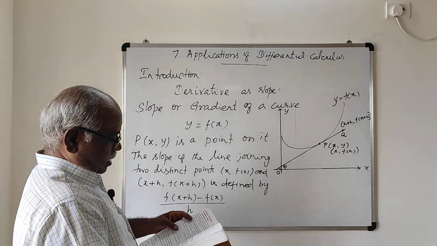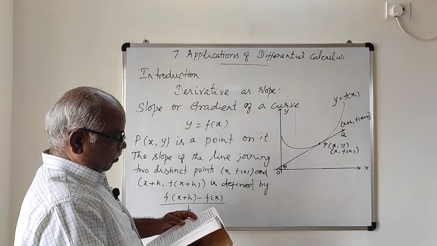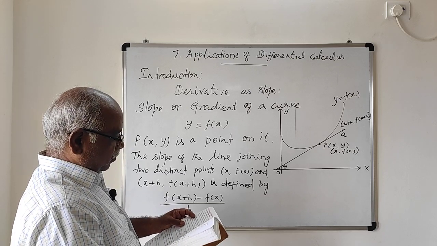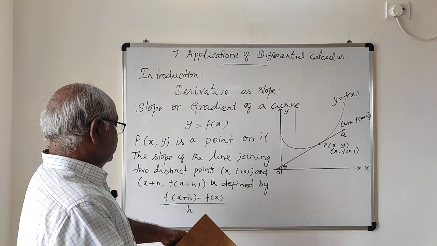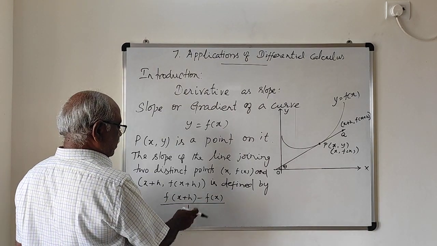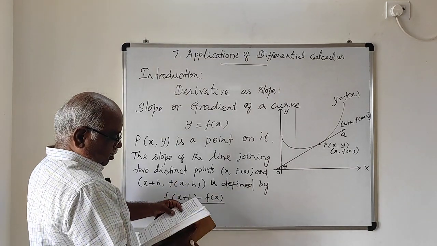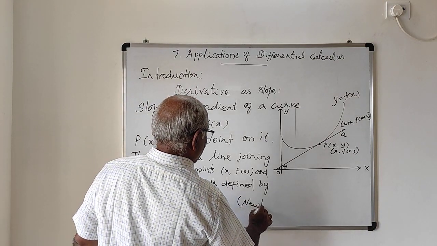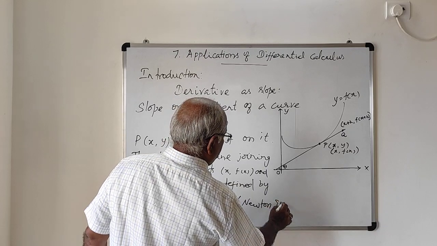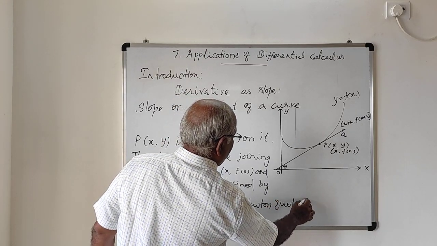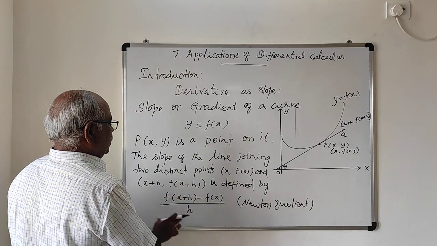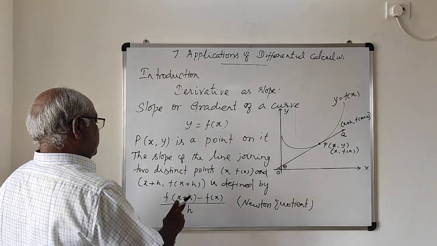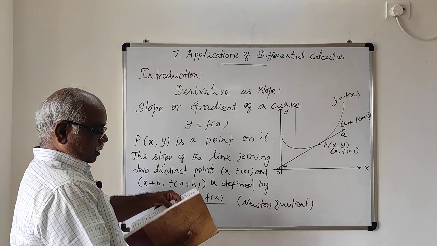This is the slope. The slope of the line joining the two points x comma f of x and x plus h comma f of x plus h is f of x plus h minus f of x divided by h. This ratio is called the Newton quotient, and this is the slope of the line joining the two points.